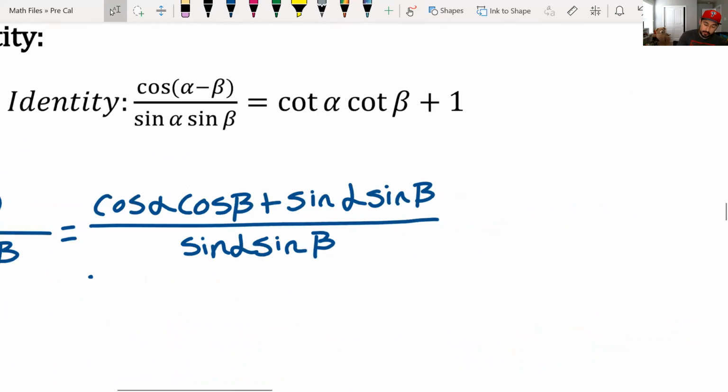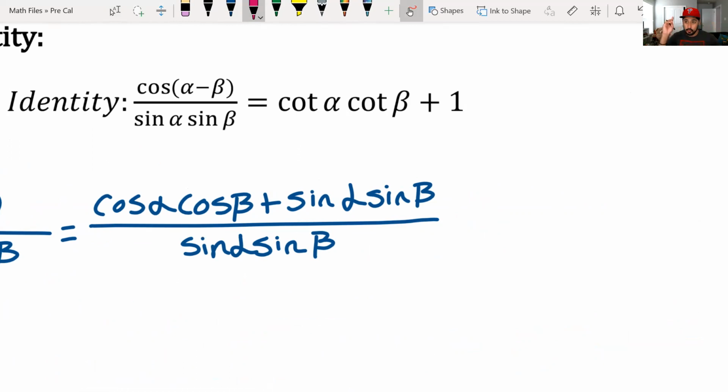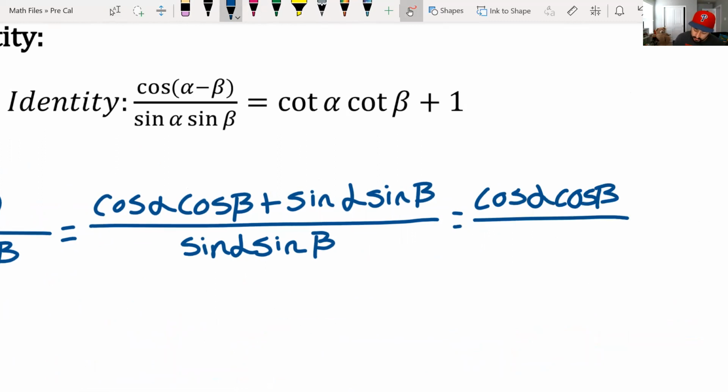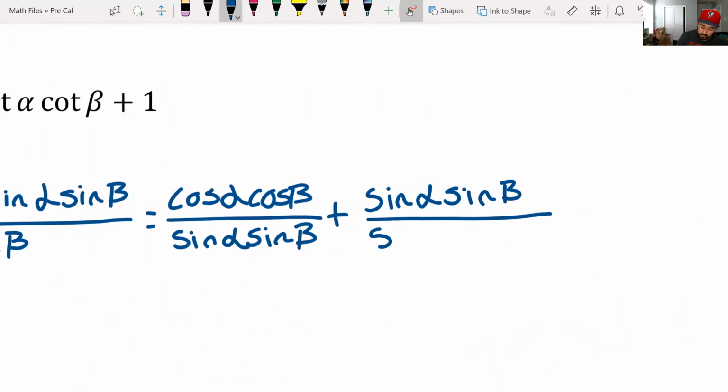Okay. Now the next thing we want to do is, of course, always think algebraically. How do we get it to look like the right side? Well, we notice that there are two terms in the numerator over the same denominator, which means we can split this into two fractions. So this will become cosine alpha cosine beta over sine alpha sine beta plus sine alpha sine beta over sine alpha sine beta.